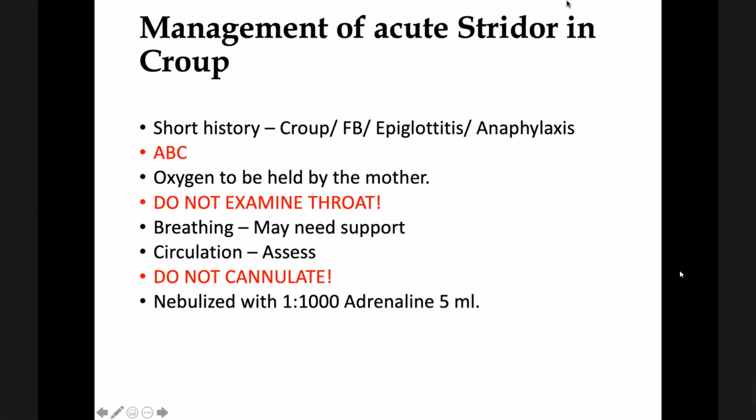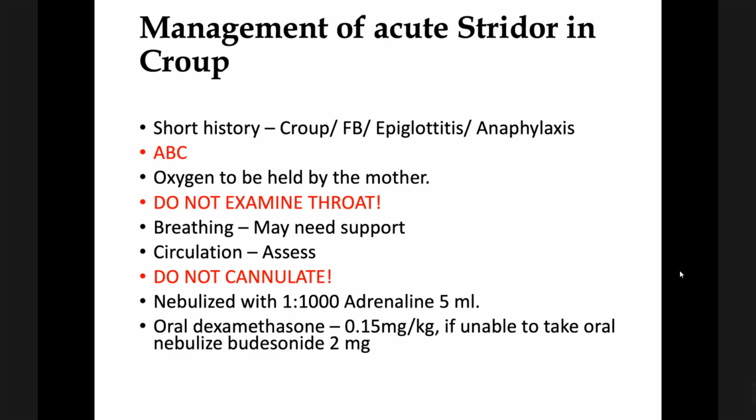Steroids, there are 2 ways you can give. You can nebulize the patient with budesonide, commonly known as Pulmicort by the trade name. Or if the patient can take orally, you give oral dexamethasone, right? This oral dexamethasone dose you need to remember: 0.15 milligram per kg. Remember, a dexamethasone tablet is 0.5 milligram, right? So suppose the child is 10 kilogram, you need 0.15 per kg, which means 1.5 milligram.